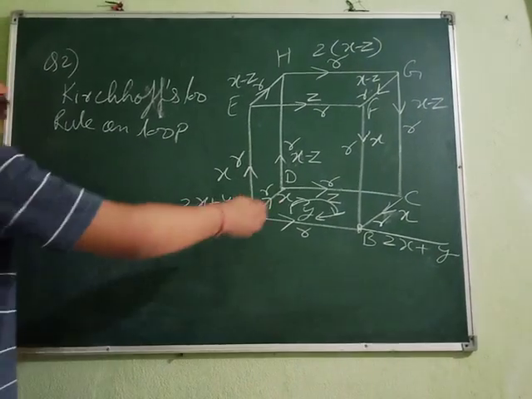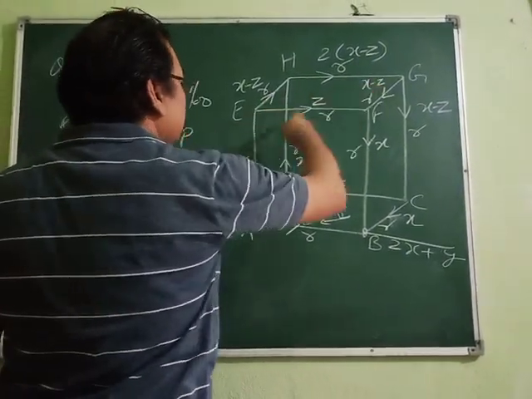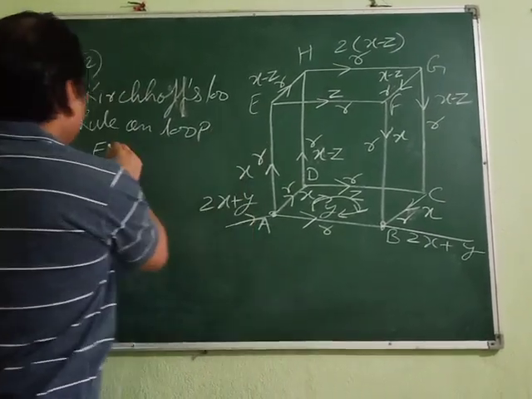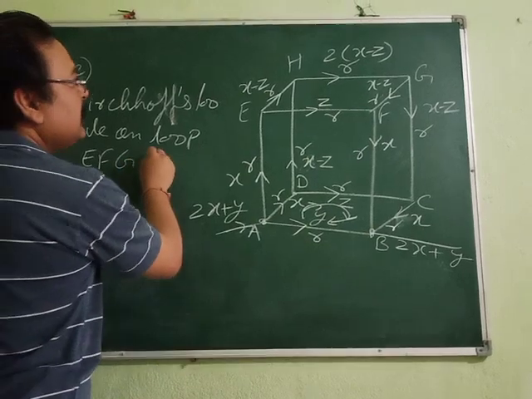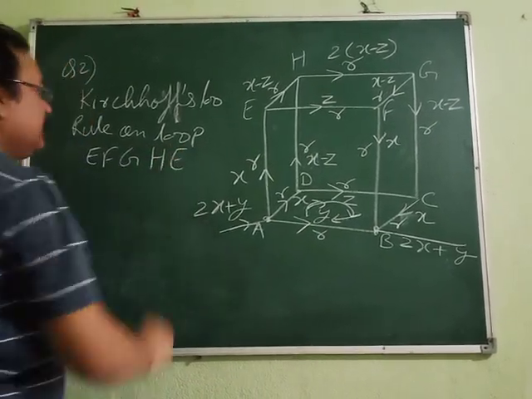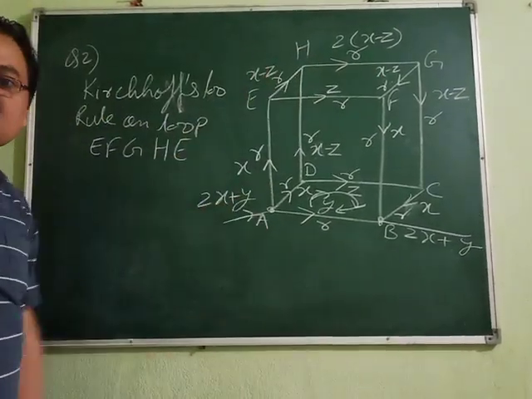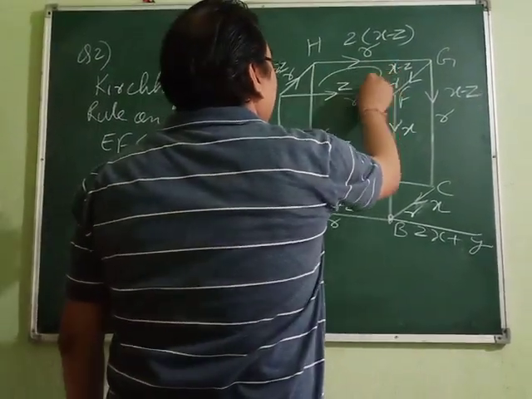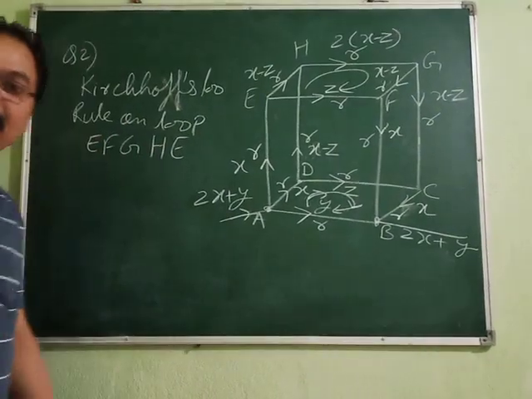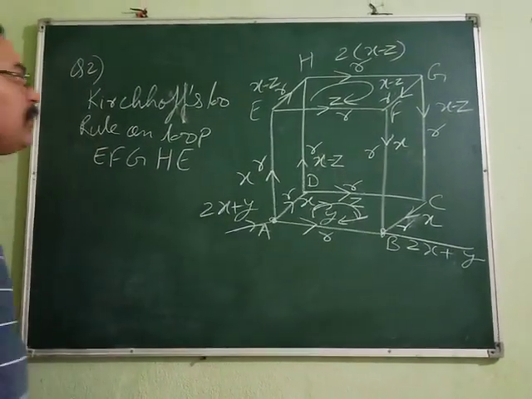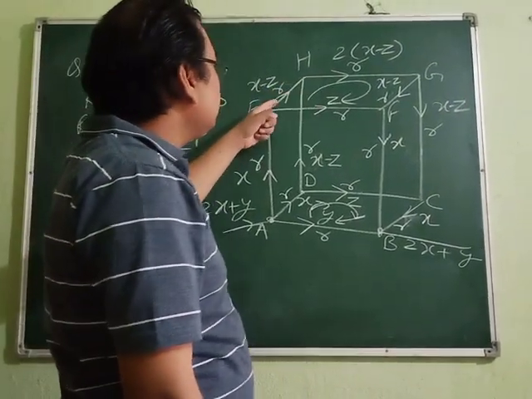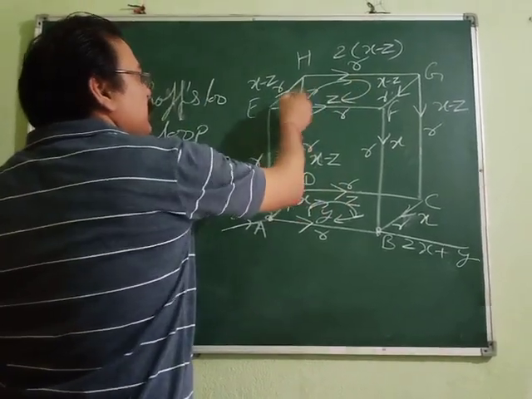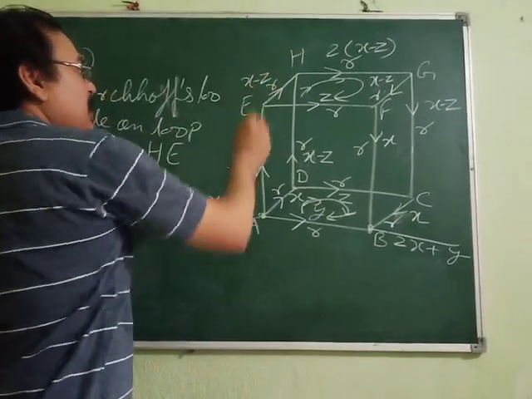See, on which loop are we going to apply it? Now we are going to apply it on this loop, E, F, G, H, E. So we have to choose the direction of motion. Let the direction of motion again be clockwise. We are moving like this, and the current is also in the same direction, so the potential drop will be positive.